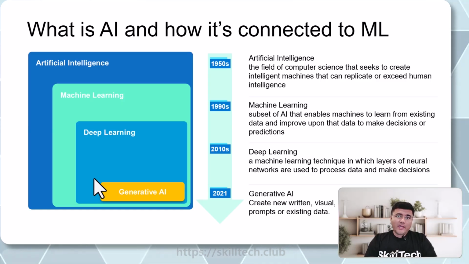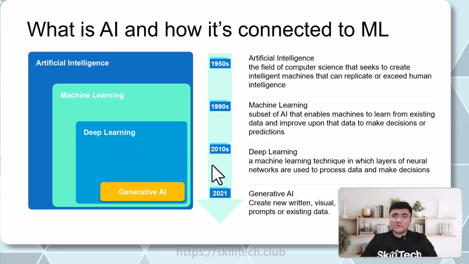In the 1950s, AI was actually invented, and it is basically a field of computer science that seeks to create intelligent machines. These intelligent machines can replicate or exceed human intelligence. Basically, all the modern AI systems which you're able to see are trying to mimic human capabilities like speech or thinking or decision making, or maybe doing certain tasks for humans. And that's what AI is actually capable of doing. But as I said, it started in the 1950s.